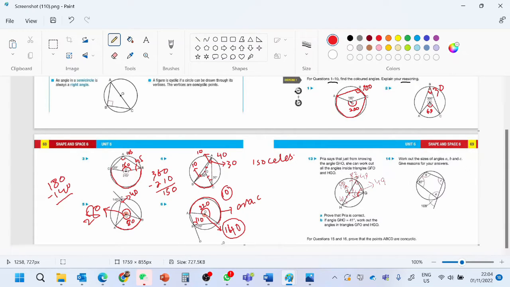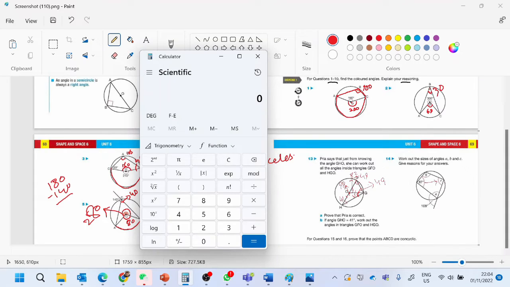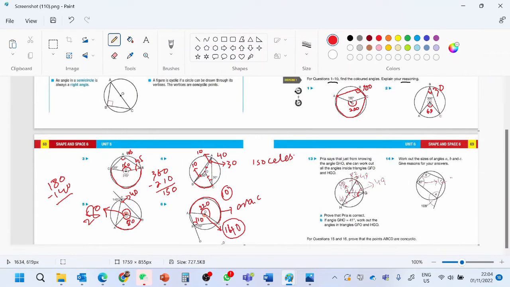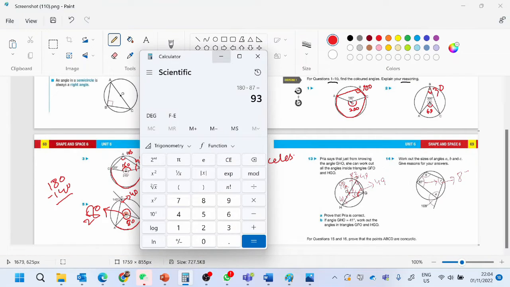Question number 14 says work out the size of angle ABC, give reasons. So we have to find the angle ABC. If this angle is 87, then the opposite angles in a cyclic quadrilateral in a circle add up to 180. So we subtract 87 from 180. That gives us our answer: the angle C is 93.